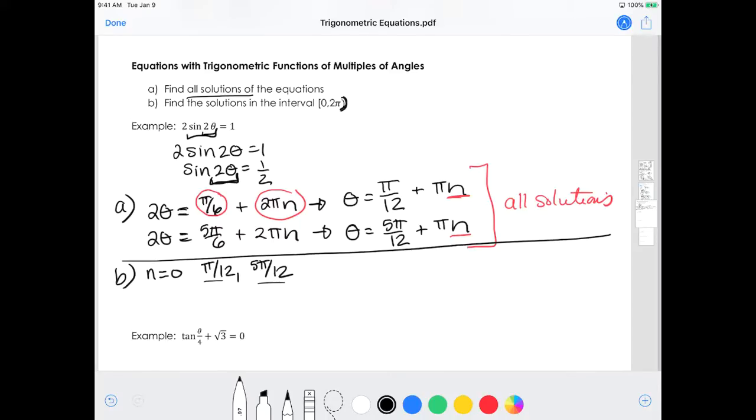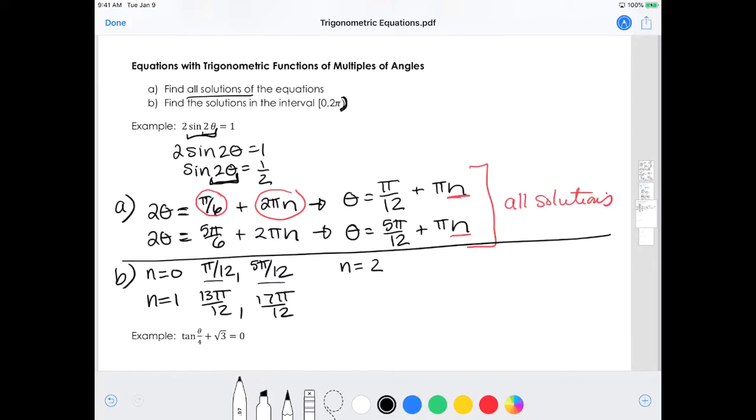So now let's try n is equal to 1. If I plug in n is equal to 1, I'm going to have pi over 12 plus 1 pi. And if I add pi over 12 and 1 pi, that's going to give me 13 pi over 12. And if I take 5 pi over 12 and I add 1 pi, that's going to give me 17 pi over 12. For n is equal to 1, the 13 pi over 12 and the 17 pi over 12 is still within 0 to 2 pi. So let's go further.